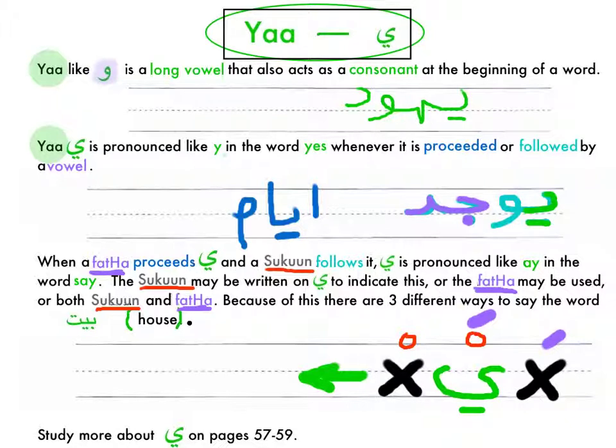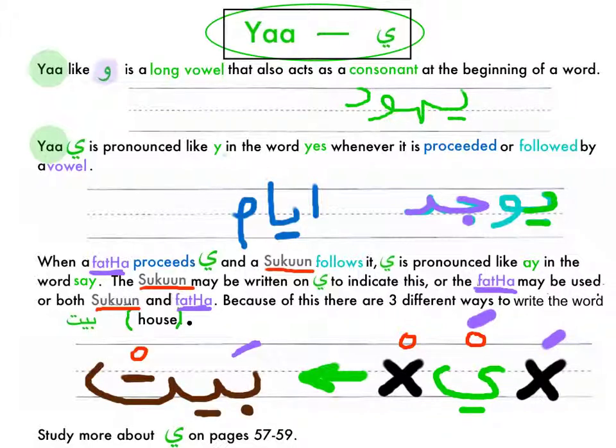Because of this, there are three different ways to write the word bait, which means house. In the first way, as we see, fatha is on the ba, sukun on the ya, and at the end sukun on the ta. In the second way, we write fatha on ya. And in the third way, we write both sukun and fatha on ya.